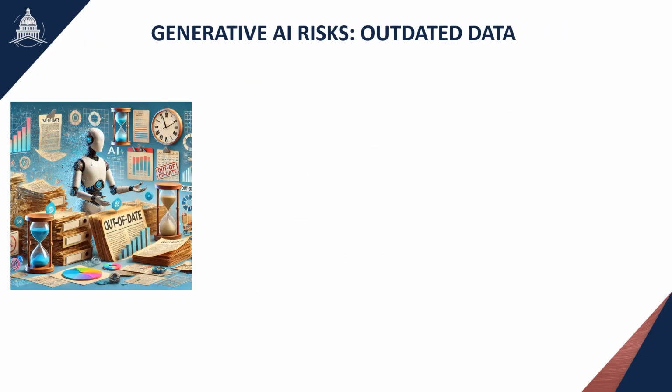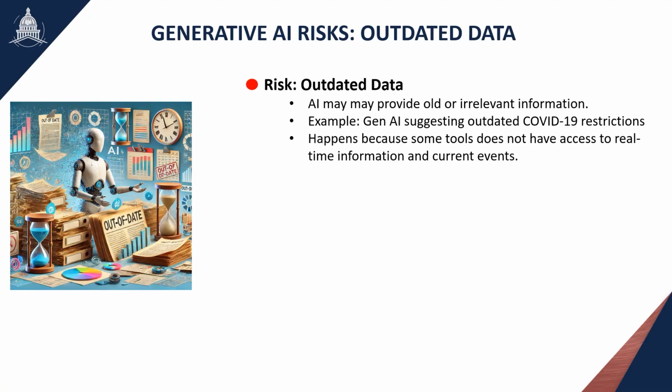Another risk of AI is outdated data. GenAI tools generate responses based on what they were trained on, but they don't always have access to the latest information. Imagine asking AI about the current travel restrictions, and it gives you outdated COVID-19 policies. That could lead to misinformation. So, why does this happen? AI models do not update themselves automatically. If they were trained on data from 2024, they won't know what happened in 2025 unless retrained.